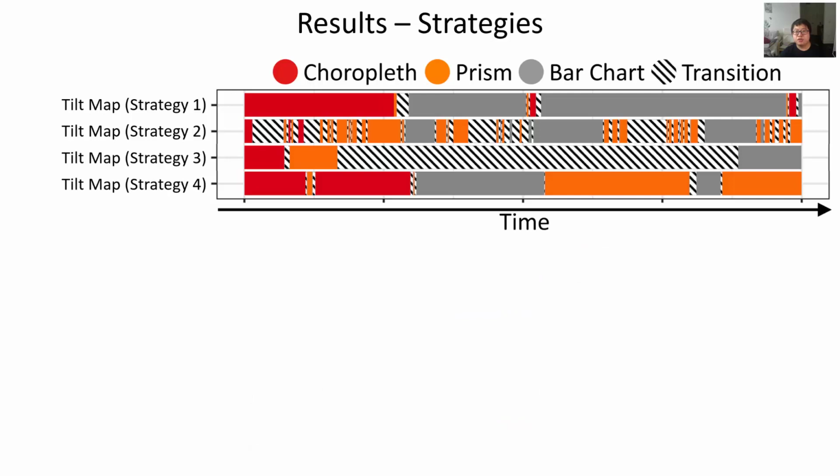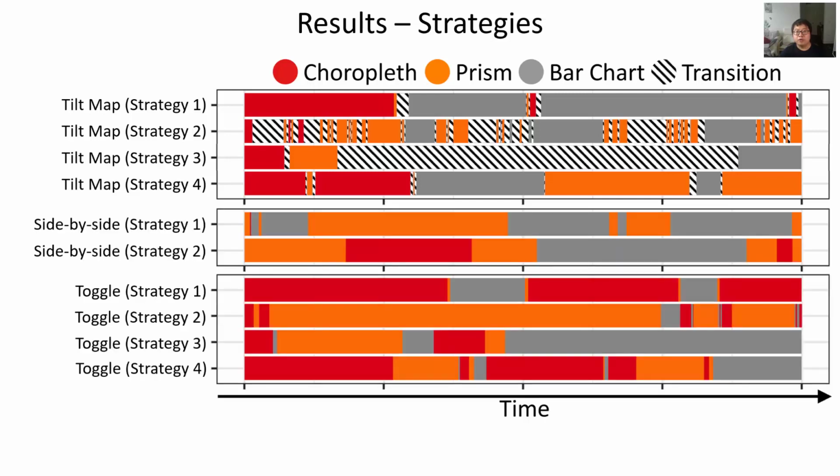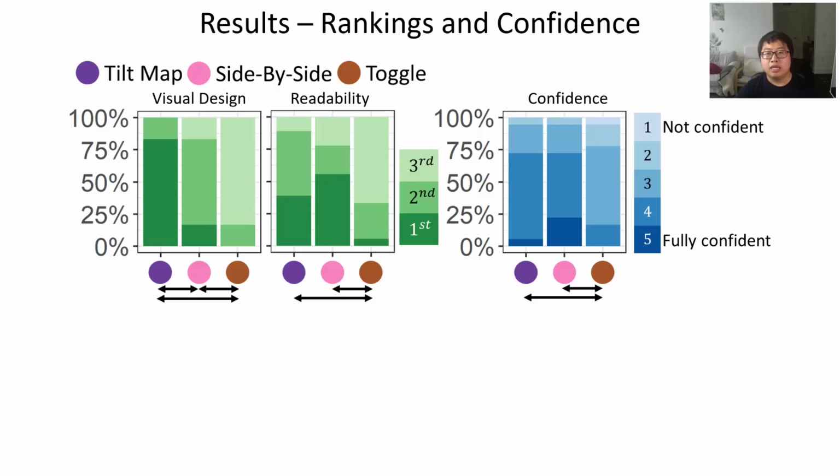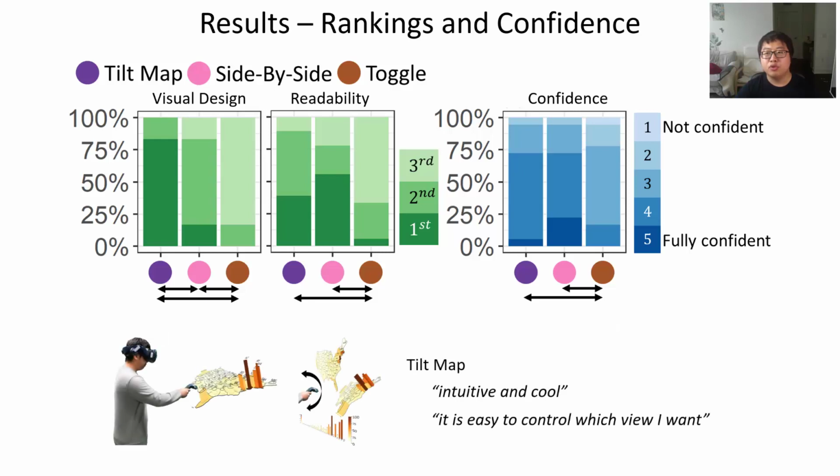The last common strategy was basically spending roughly equal time with the Choropleth map, prism map, and bar chart. We also identified strategies for other conditions. Please look at our paper for details. Lastly, our participants liked the design of the tilt map. We also found participants felt less confident in toggle than in the other conditions. Many participants also commented that tilt map is intuitive and cool. They also liked the way it provides a new and easy way to switch between views.